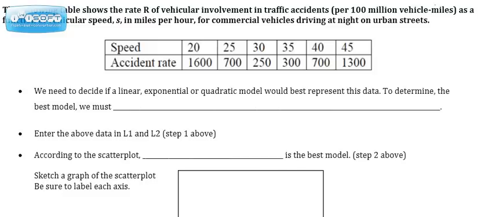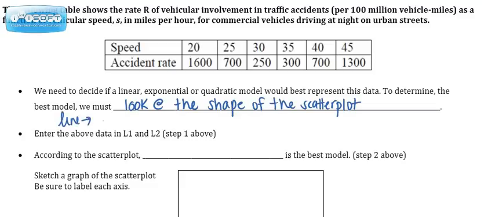To determine the best model, we need to look at the shape of the scatter plot. If it's a line, we're obviously going to use linear. If it's a curve, exponential. And if it's a parabola, you're going to choose quadratic.